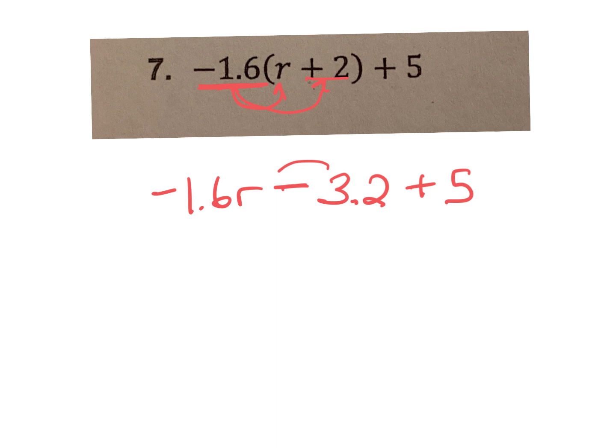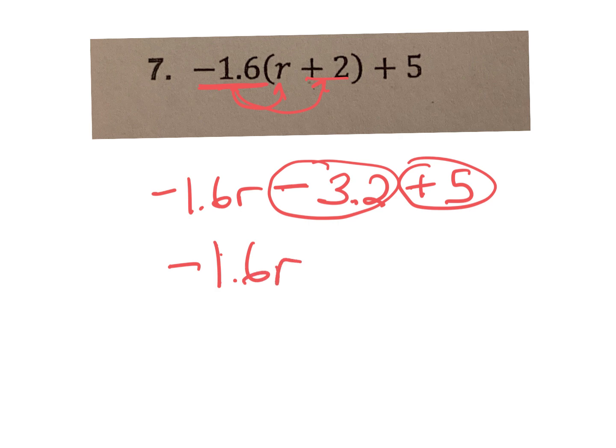So I have this and this are like terms. So -1.6r, I see the plus 5 is bigger than the -3.2, so we go 5 minus 3.2, and it gets me a positive 1.8.